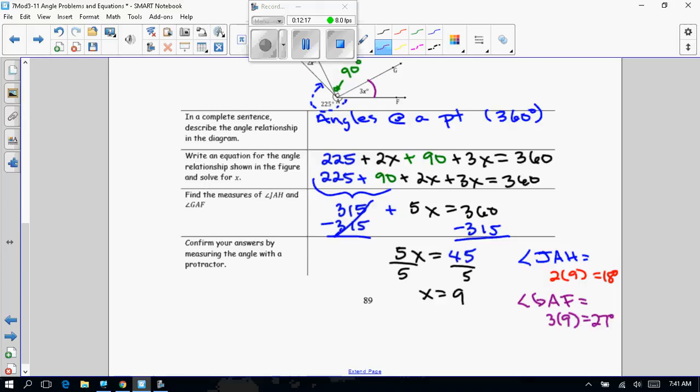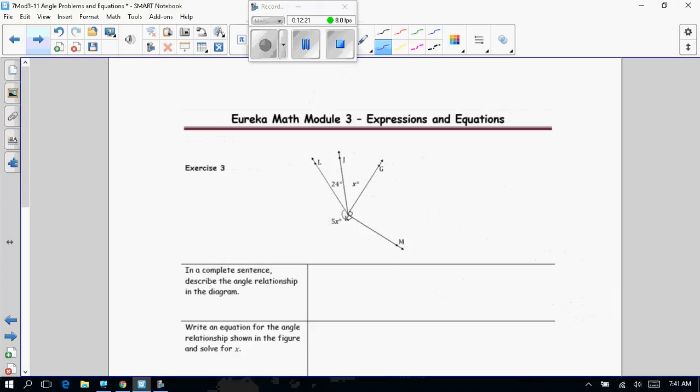All right, let's take a look at top of page 90. Again, I'd like you guys to hit pause. This looks just like the last one I just did with you guys. So I want you to hit pause. Give this one a try.